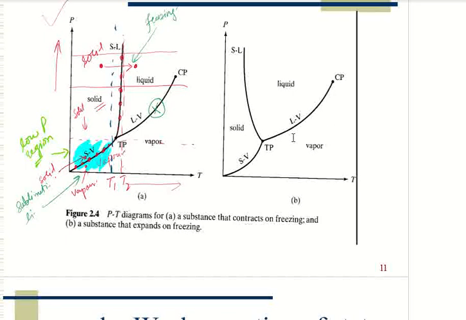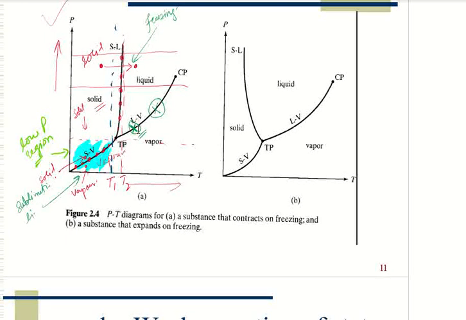In hilly areas where the pressure of air is low, if you try to boil water, it boils at lower temperatures. So now if you see on this curve, you are somewhere here, in the lower pressure region. This was the higher pressure region and this is the lower pressure region. So your boiling temperature is also reduced, and this is also a phenomenon that you observe in daily life.